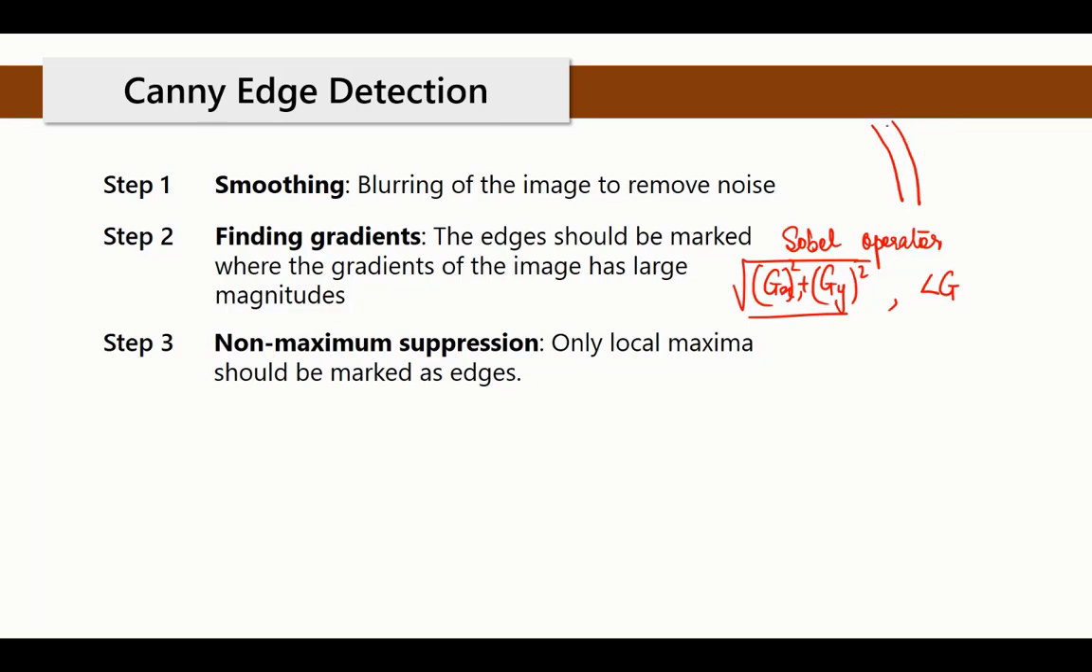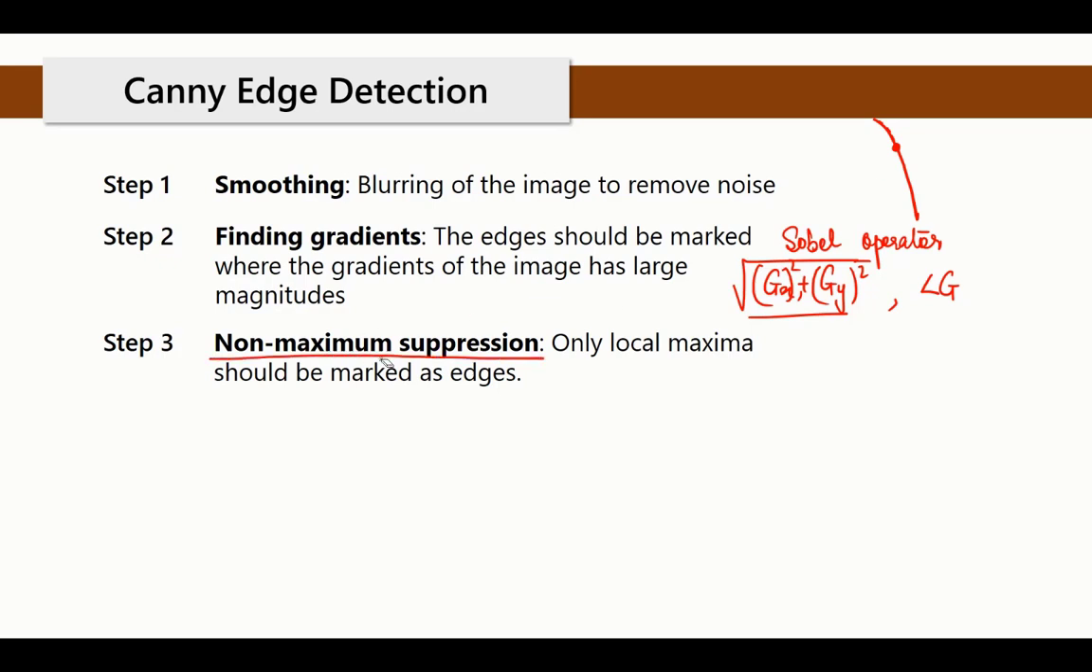Which is why it is important that if I want to localize the edge, that means I want to find what exactly is the center, how I can represent this edge as a 1 pixel thick line, just 1 pixel, not multiple pixels or multiple edges. I just want 1 pixel. How can I do this? So this is what is non-maximum suppression.